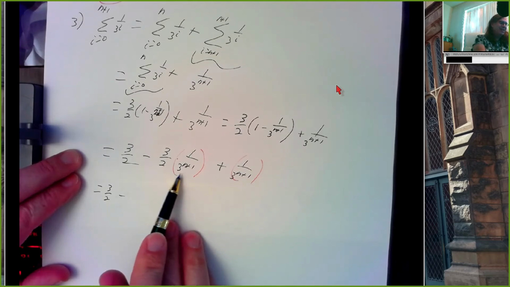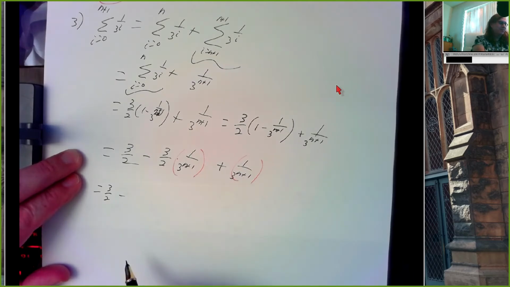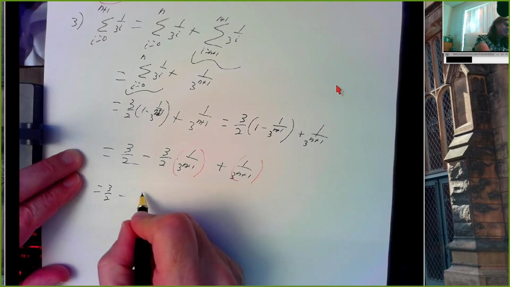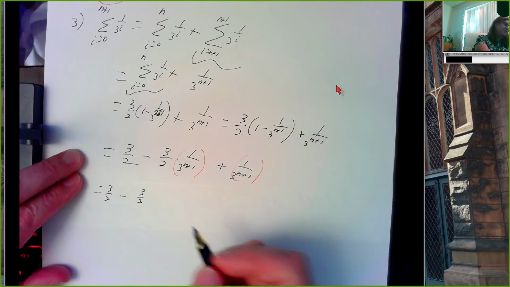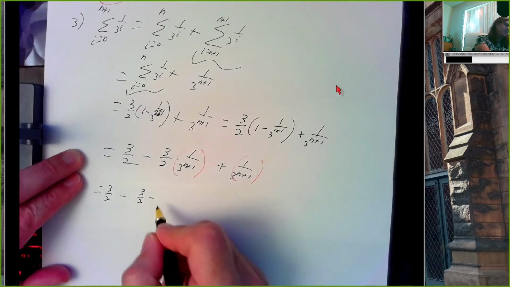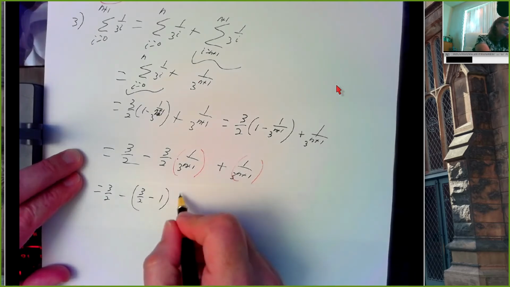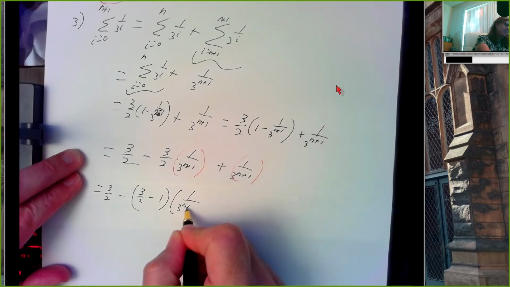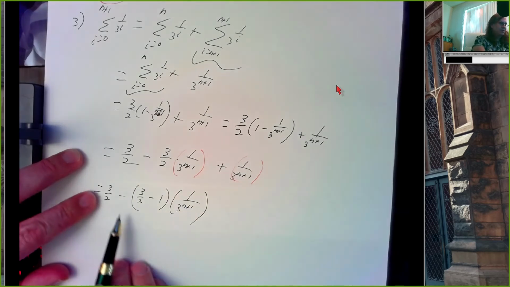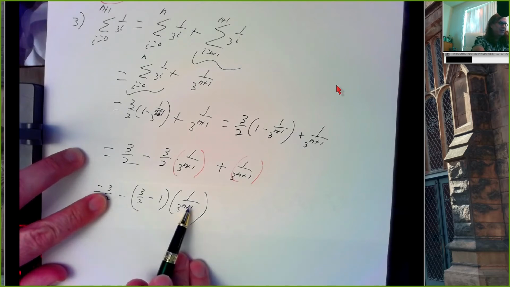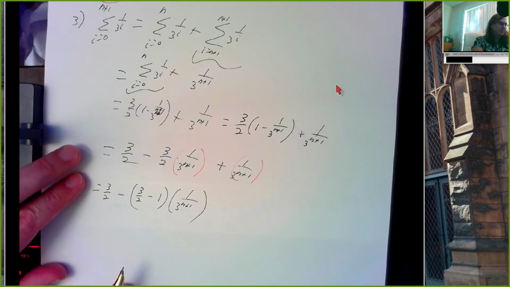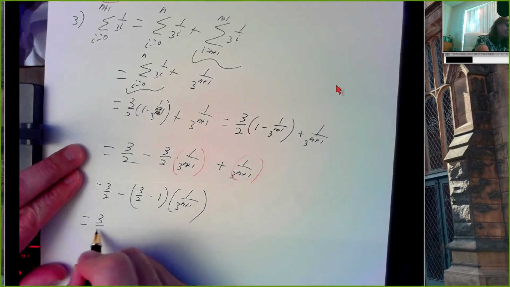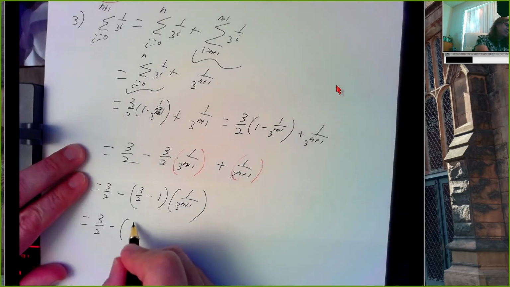Alright, so we have this common term here, we can factor that out. So let's do 3 halves, and this is going to become a minus 1 times 1 over 3 to the n plus 1. So this is minus 3 halves times that, minus a negative 1 times that will be the plus 1. I have a bad feeling about this.